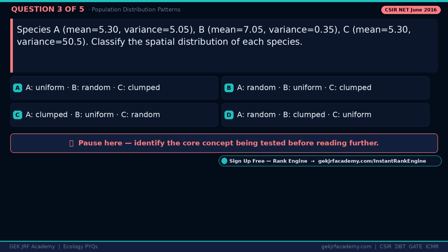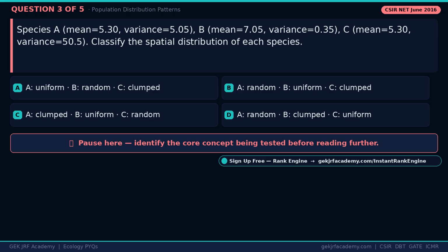Option A says A is uniform. B is random. C is clumped. Option B says A is random. B is uniform. C is clumped. Option C says A is clumped. B is uniform. C is random. Option D says A is random. B is clumped. C is uniform. One number in this data tells you everything you need.